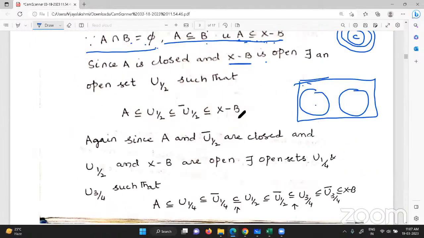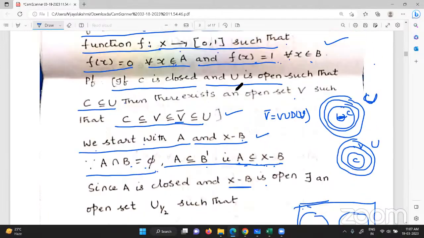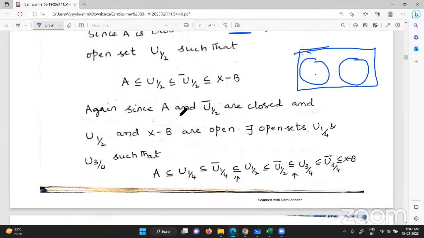So that is the reason B is closed means X minus B is open. So you apply the same concept. That's what I have written here. If C is closed, U is open set, then there exists V such that V is contained in V bar, which is contained in U. This only I am repeatedly using.